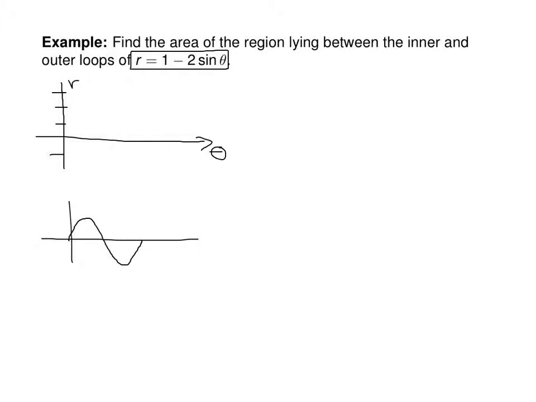Actually not like that, it will be reflected first because of the negative, and then shifted up 1. So this point that was 0, that will now be 1. This point that was negative 2, so that's at pi over 2, that's now negative 1. By pi, I'm back up at 1. By 3 pi over 2, my curve is all the way up at 3. And by 2 pi, my curve is back down at 1.